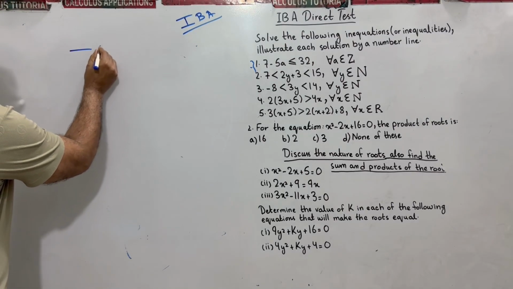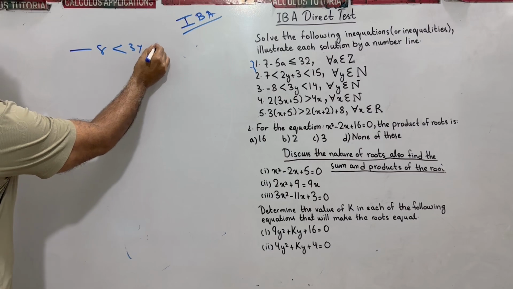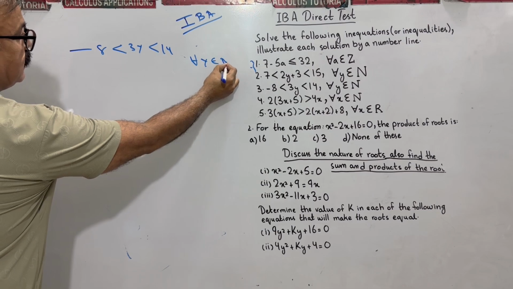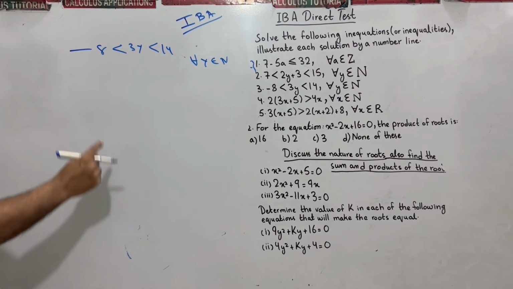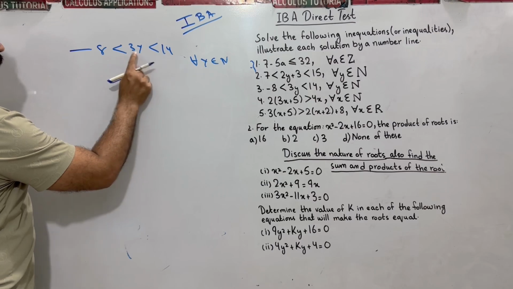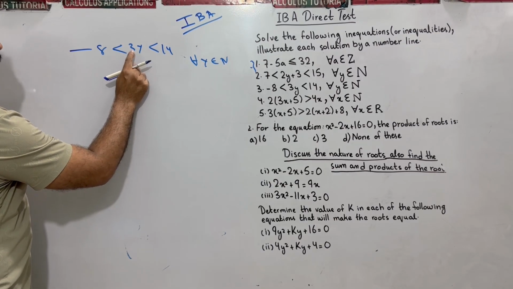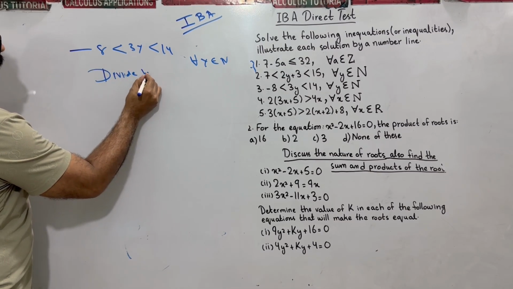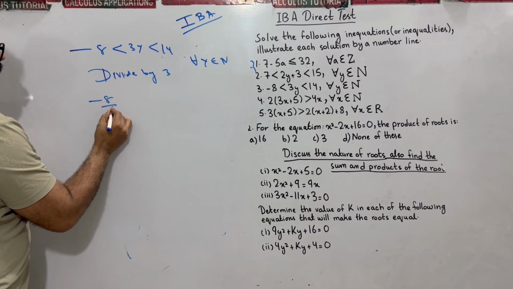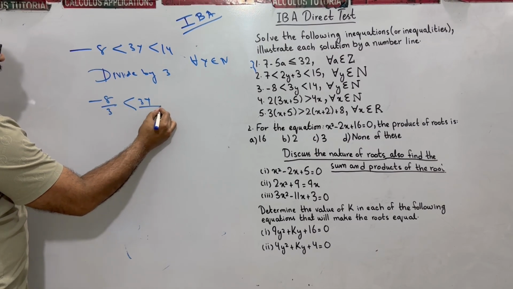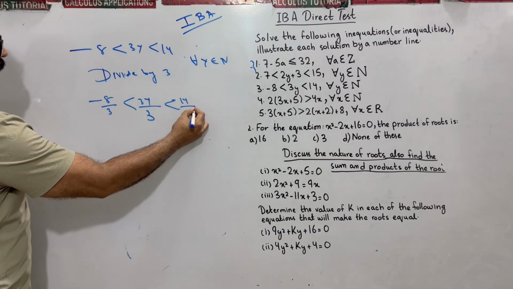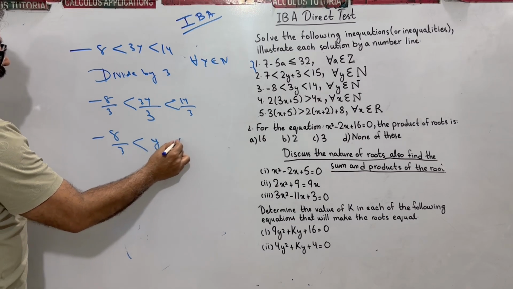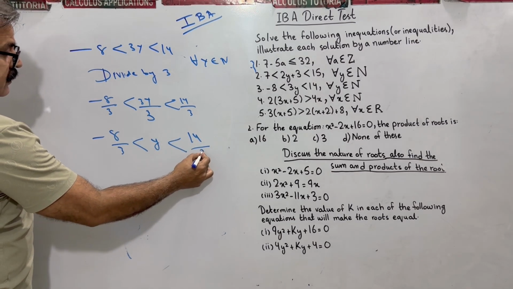Third question is, minus 8 is less than 3y, less than 14, where y also belongs to natural numbers, for all y belongs to N. Look, there is only 3, the coefficient of y. We have to get rid of this 3, so divide by 3 everywhere. We have minus 8 over 3 less than 3y divided by 3 less than 14 divided by 3. 3 cancelled out. I have minus 8 divided by 3 less than y less than 14 upon 3.